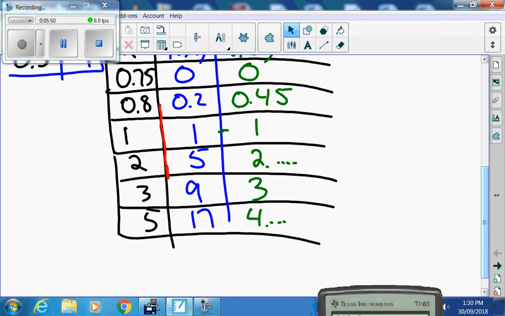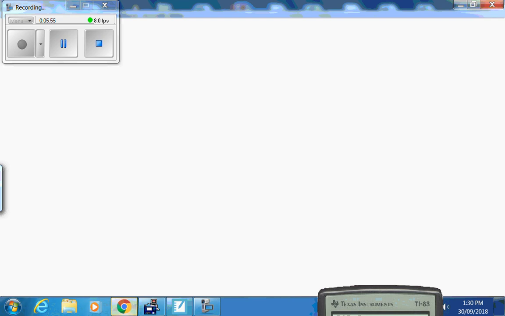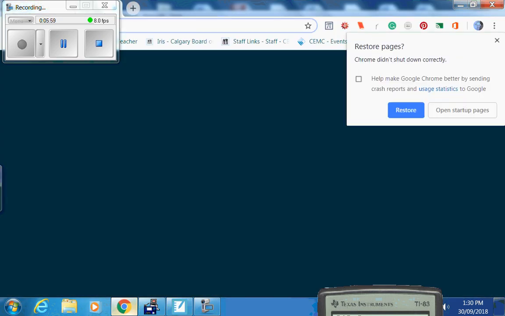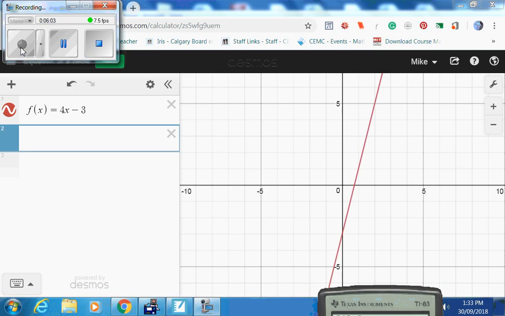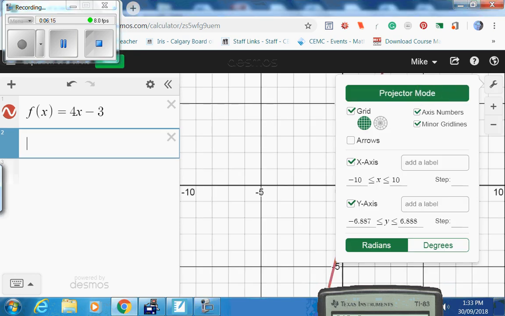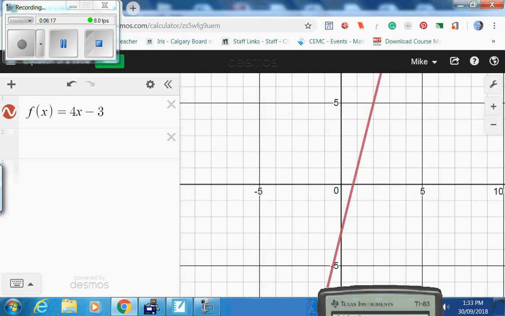Does that make sense? Now, I'm going to graph it on Desmos instead of the graphing calculator just so you can see it more clearly. So I'm just going to pause this for a minute while I get all logged in. All right, so now I'm back. You didn't notice the pause, but I was gone for just a minute. So there is f of x is 4x minus 3. Let's make this projector mode so it's a little bit bigger and easier to see. There's that nice big red line there.